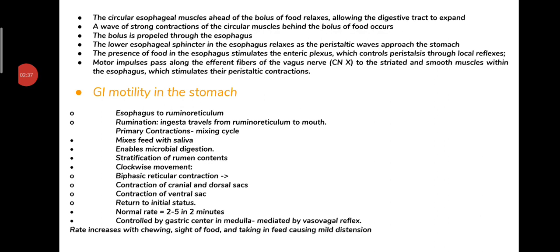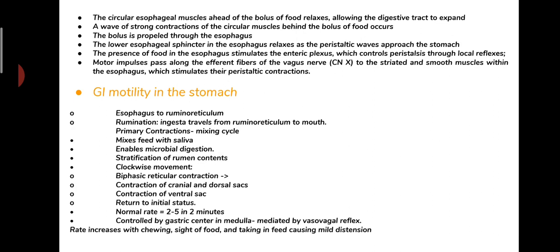So, motility in the stomach. As we know, the stomach in ruminants is composed of 4 compartments: rumen, reticulum, omasum, and abomasum. When the bolus comes from the esophagus to the rumen, bacteria, fungi, and yeast work on it. Small parts pass to the reticulum, and undigested parts go back to the mouth. So rumination is when ingesta travels from the reticulorumen to the mouth.